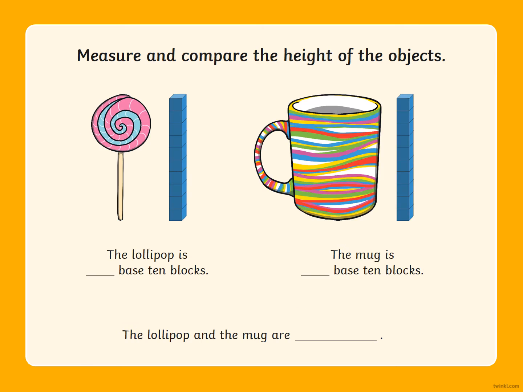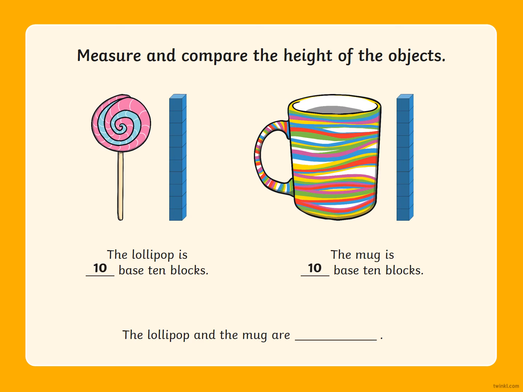Right, next one. Pause the video here, see if you can have a little go yourself. When you're ready, unpause the video and we'll go through it together. The lollipop is 1, 2, 3, 4, 5, 6, 7, 8, 9, 10 blocks long. Whereas the mug is 1, 2, 3, 4, 5, 6, 7, 8, 9, 10 blocks long. Oh, they're both the same.